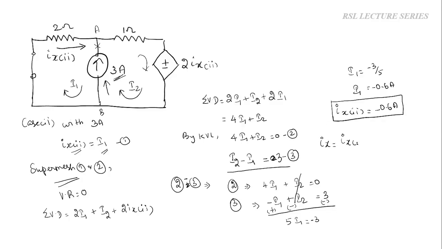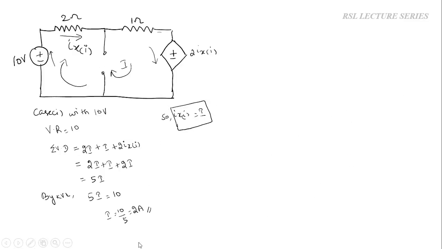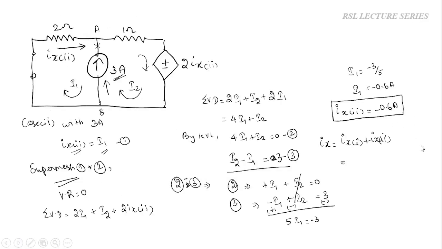Ix is nothing but Ix suffix 1 plus Ix suffix 2. Ix suffix 1 we have already found out; it is nothing but 2 ampere. And in the second case, it is minus 0.6 ampere. So we have to add both these together. So 2 minus 0.6, which is equal to 1.4 ampere. So this is the answer.